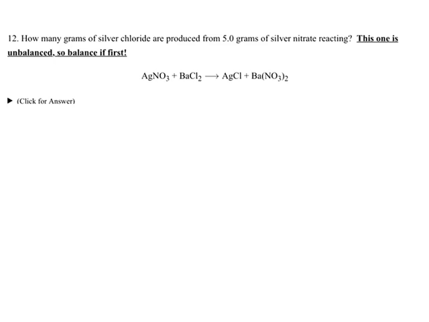Number 12, how many grams of silver chloride are produced from 5 grams of silver nitrate reacting, and it says this one's not balanced. So let's go ahead and balance it. I see 2 NO3s over here, but only 1 on the left, so I'll put a 2 here. That gives me 2 silvers, so I'll put a 2 here, which gives me 2 chlorines, which balances.